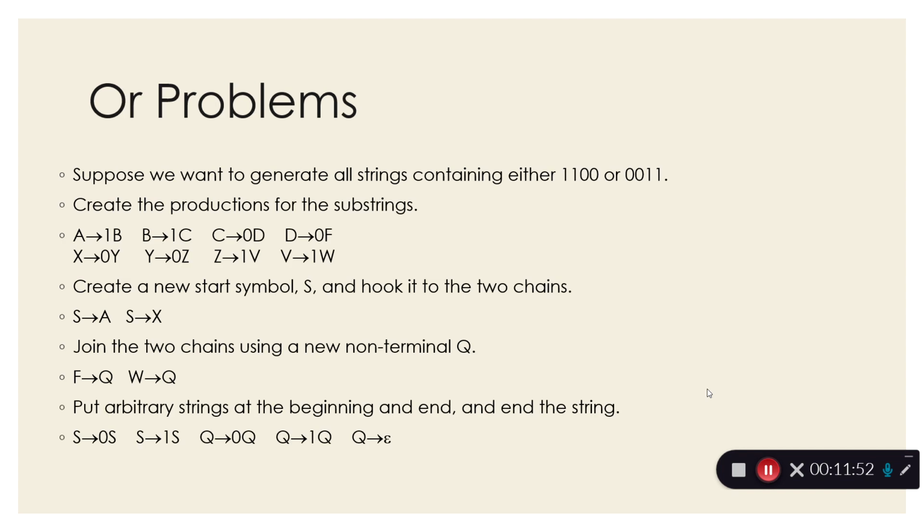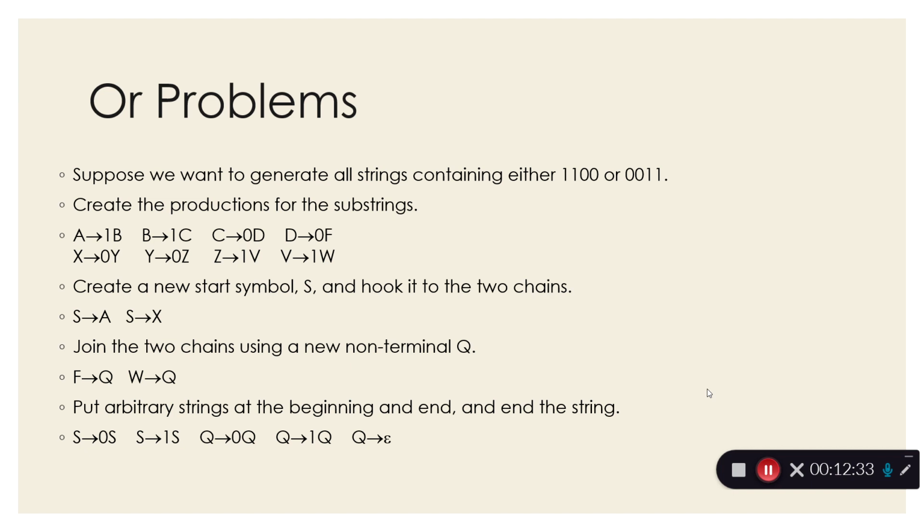Now we want to look at OR problems. We want to generate all strings that contain either 1100 or 0011 anywhere. We create the productions for the substring. A goes to 1B, B goes to 1C, C goes to 0D, D goes to 0F. That's for the first string. The second one, X goes to 0Y, Y goes to 0Z, Z goes to 1V, and V goes to 1W. Notice that I use completely different symbols for the two substrings. You have to do this.